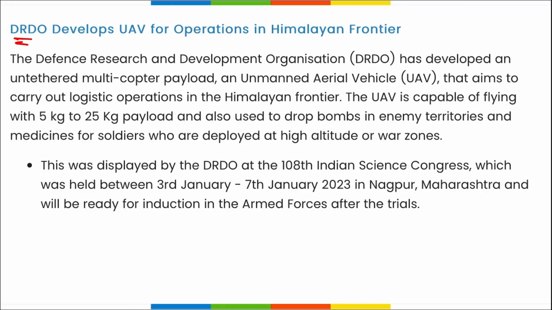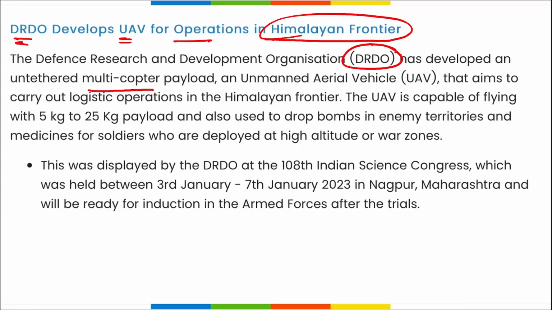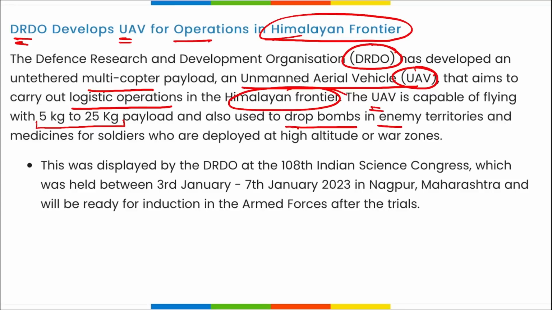Next, DRDO has developed a UAV for operations in the Himalayan frontier. What is UAV? Unmanned aerial vehicle. So recently DRDO has developed a multi-copter payload unmanned aerial vehicle, that is UAV, that aims to carry out logistic operations in the Himalayan region. The UAV is capable of flying with around 5 to 25 kg of payload and can also be used to drop bombs in enemy territories and carry medicines for soldiers who are deployed at high altitude or war zones.